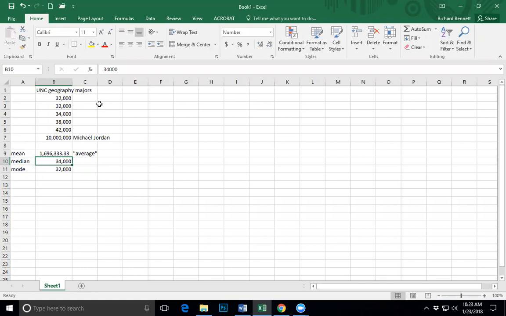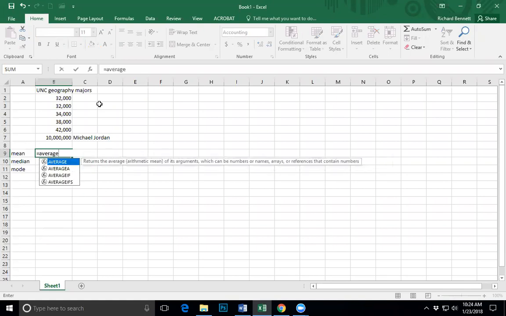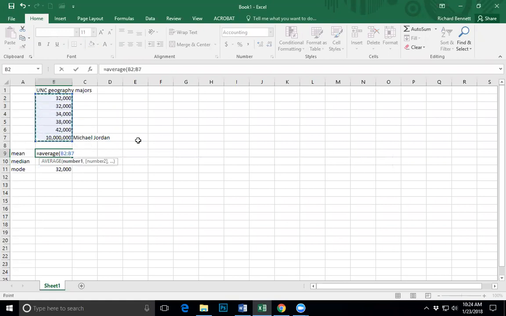How do I do the what? The things that move, the blue. Oh, okay, yeah, so let's do that again. So equals, and then I remember that the word is average. Then I open my parenthesis, and then I can highlight with my mouse the range that I want. So in this case, B2 to B7. And then I should close my parentheses. Sometimes Excel's nice and doesn't mind.